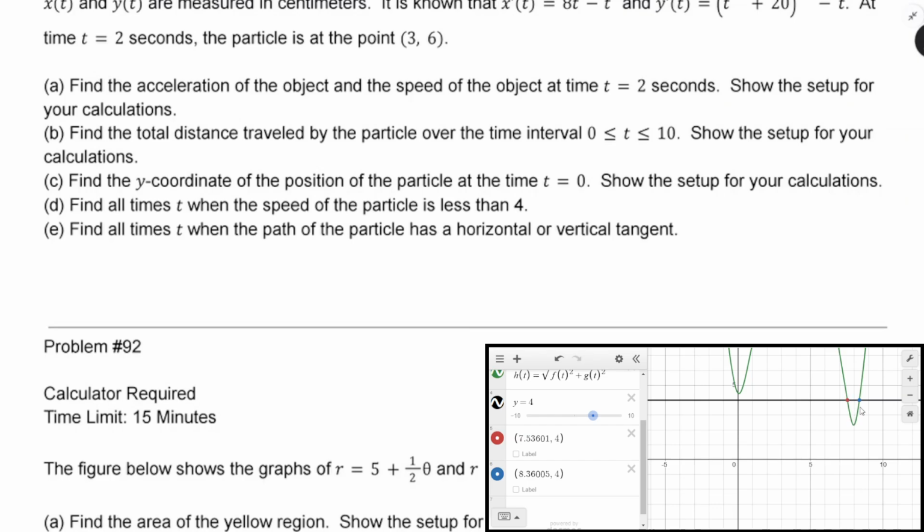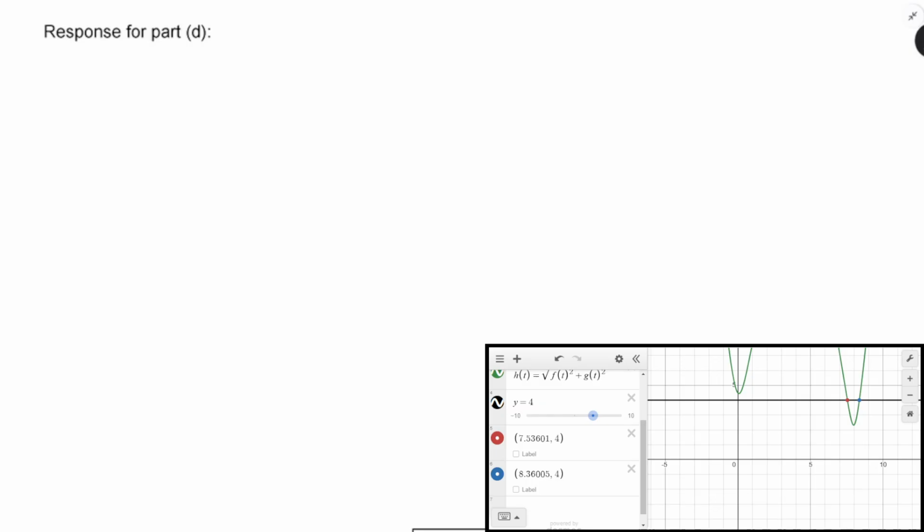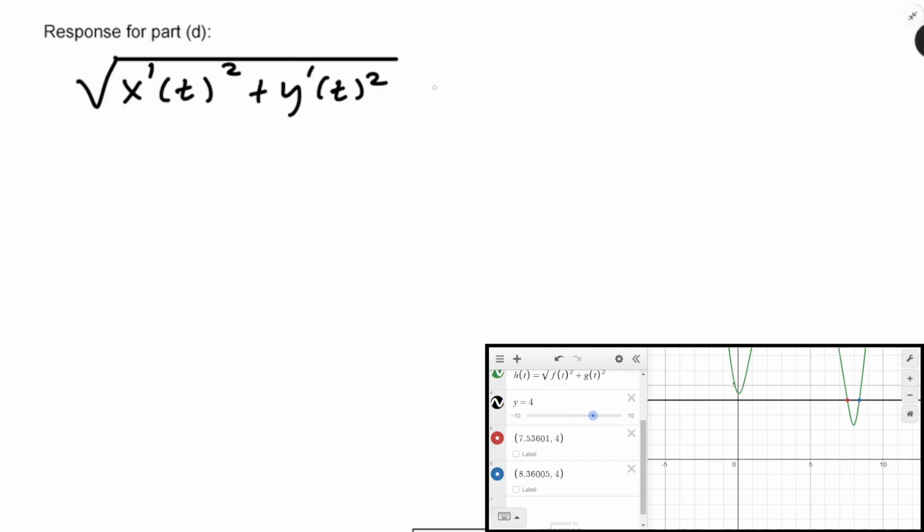All right, so I'm going to my response area. I'm going to say the equation or the inequality that I'm solving, and that's going to be speed, x prime of t squared plus y prime of t squared is less than 4, and that would be t between 7.536 and t equals 8.360.